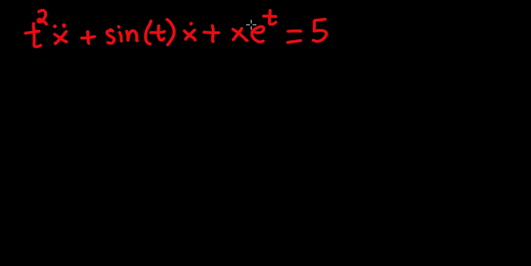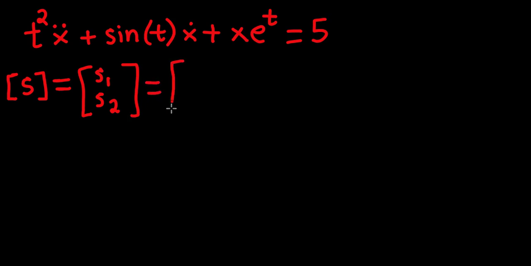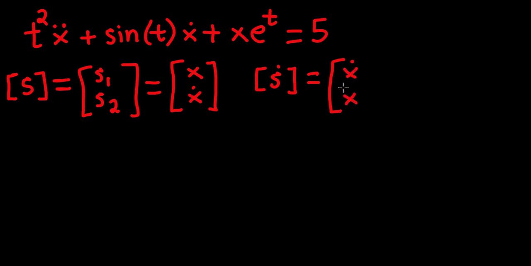This is more fun, but it's really not that complicated. As you can see, again, this equation is second order this time, right? The highest order is 2, so our vector of states is just going to have size 2. So we have S1 and S2, and those are just going to be x and x dot. Likewise, s dot is just going to be x dot and x double dot.